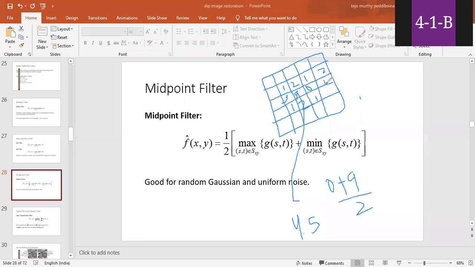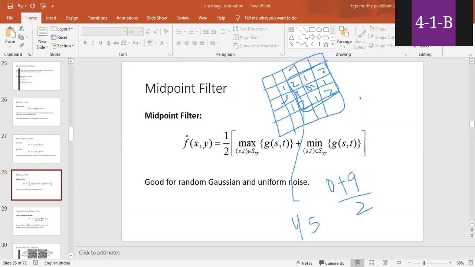And let us suppose another value. Let us take 0, this value. Now for 0 we have to take the window of this. This is my window. Then out of this window, what is the maximum value? The maximum value is 9 and minimum value is 0. So minimum plus maximum by 2, that is also 4.5. Like this, you have to compute.